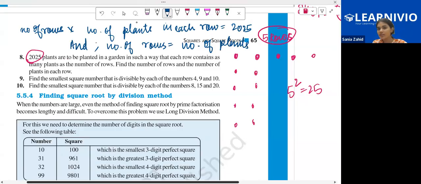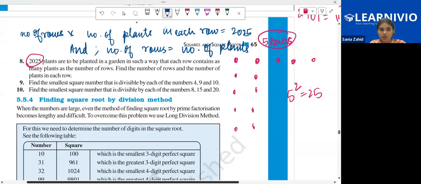So your answer is under root of 2025, right? Okay, ma'am, can you solve this question 8 to 9? Can you all solve?